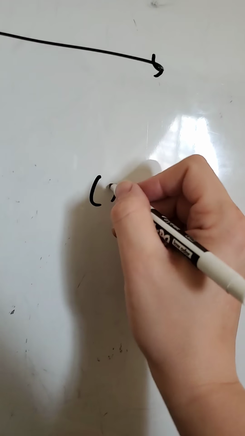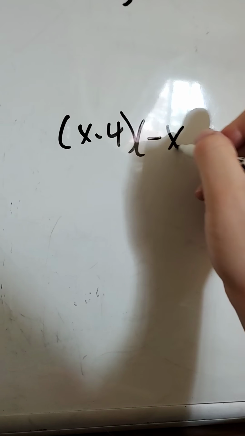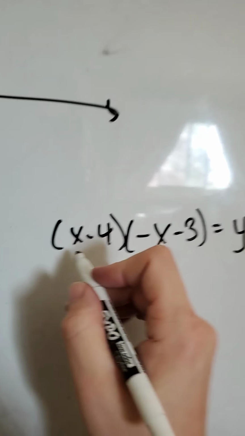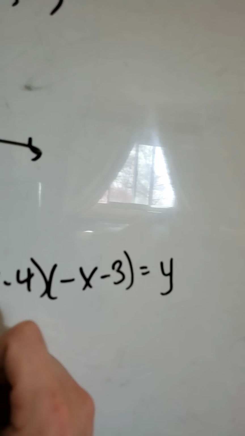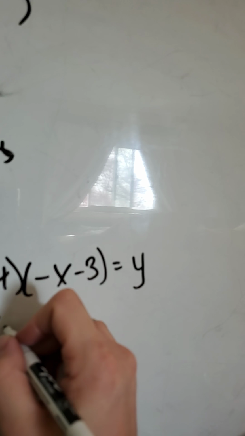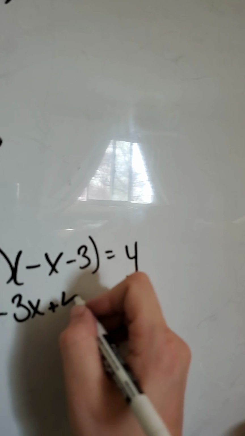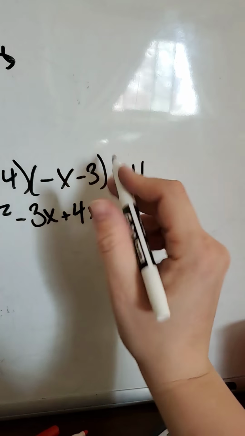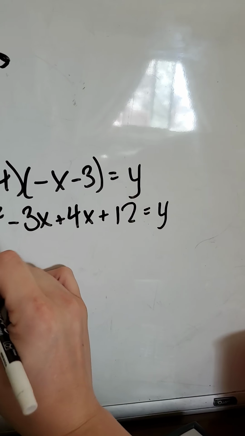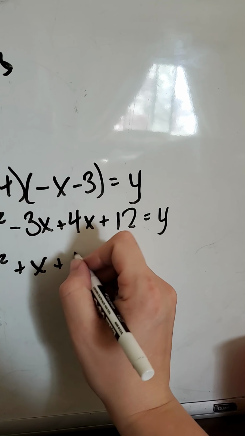But what we really want to do is just FOIL this. Let's expand our binomial. Negative x minus 3. Okay, so I'm going to do x times negative x is negative x squared. X times negative 3. Negative 4 times negative x. And negative 4 times negative 3. So then I have negative x squared plus x plus 12.